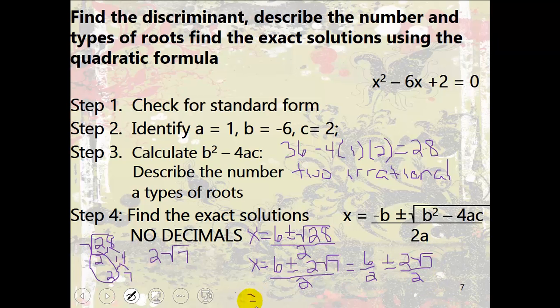So I get x equals 3 plus or minus root 7. Now because this doesn't have an imaginary in it, we're going to write it as ordered pairs. So I get (3 plus root 7, 0) and (3 minus root 7, 0). If we were going to put that on a coordinate plane, we could convert it into a decimal approximation, but we're not doing that. So we're going to leave it just like that.